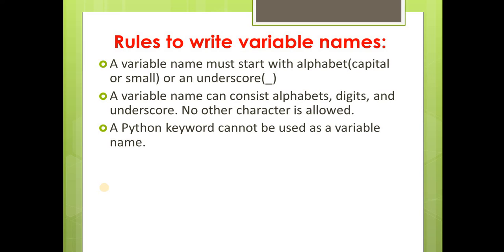A Python keyword cannot be used as a variable name. There are different keywords that are used generally in Python. Like we have print, we have input, we have if, we have elif, we have else. You'll study about them when we move further in the chapter. These are a few keywords that we use in Python, which cannot be used as variables. I cannot write print is equal to 10. Why? Because print is a Python keyword.